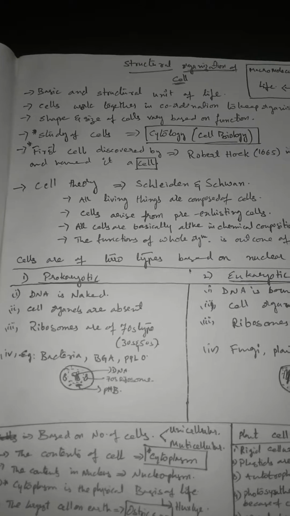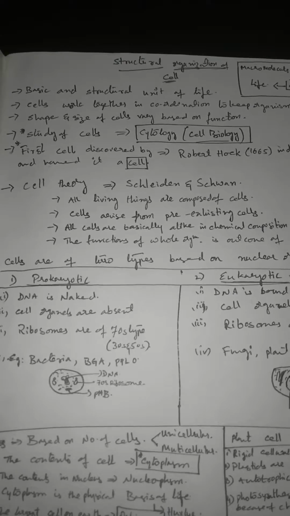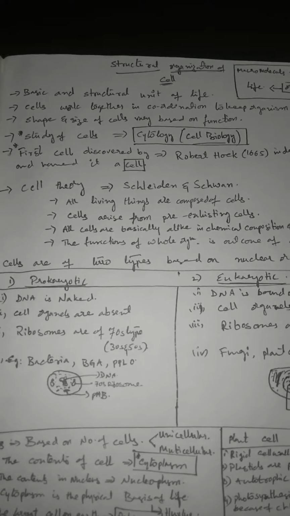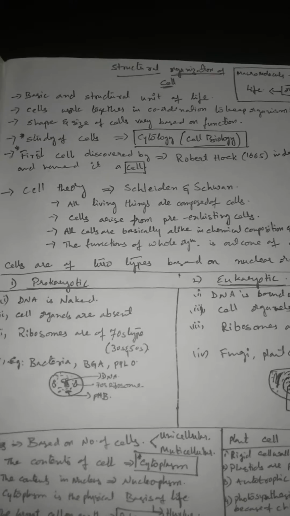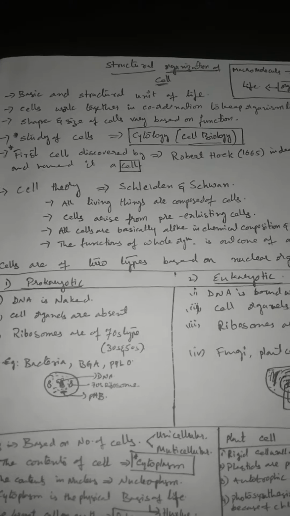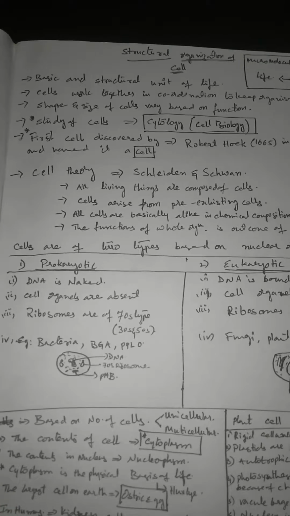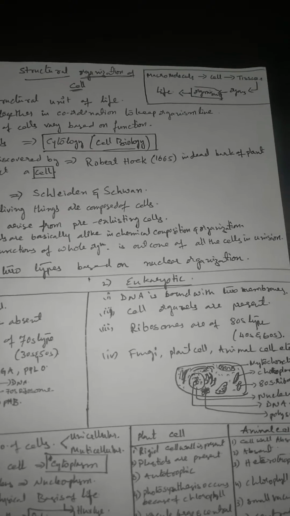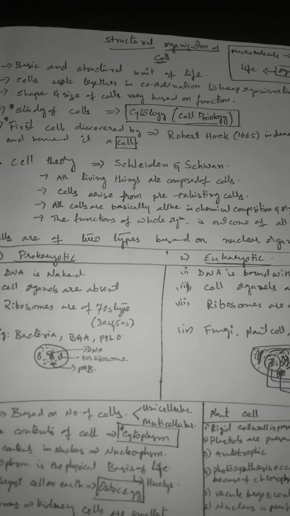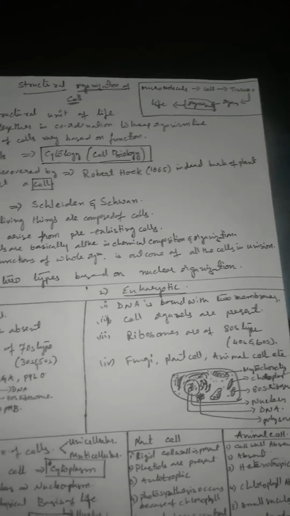Now let's discuss something very important in cells, that is cell theory. Schleiden and Schwann proposed this theory. This theory states four things. One, all living organisms are composed of cells. Second, cells arise from pre-existing cells. The third, all cells are basically alike in chemical composition and organization. The fourth, the function of a whole organism is the outcome of all the cells in unison. As we have discussed, when all these cells work together in coordination with each other, they form into life.